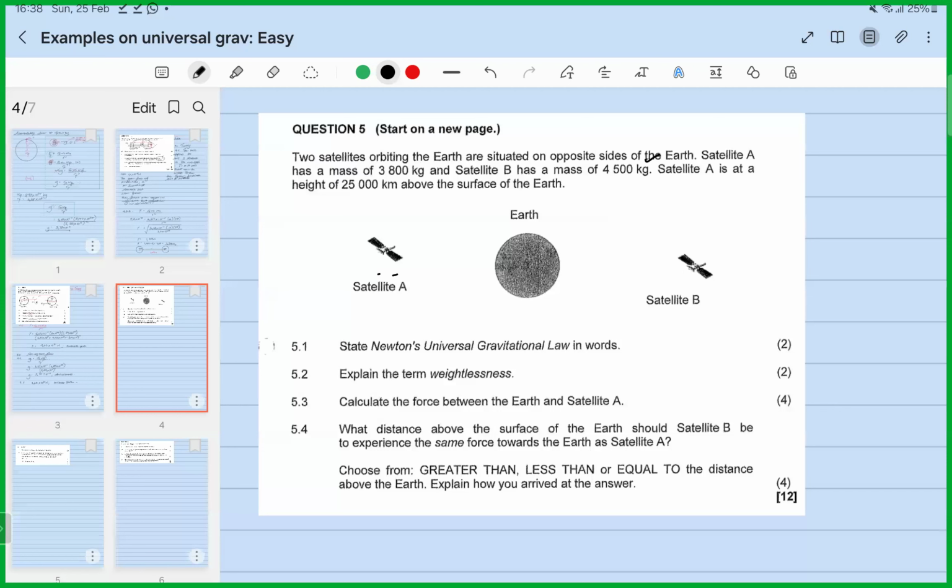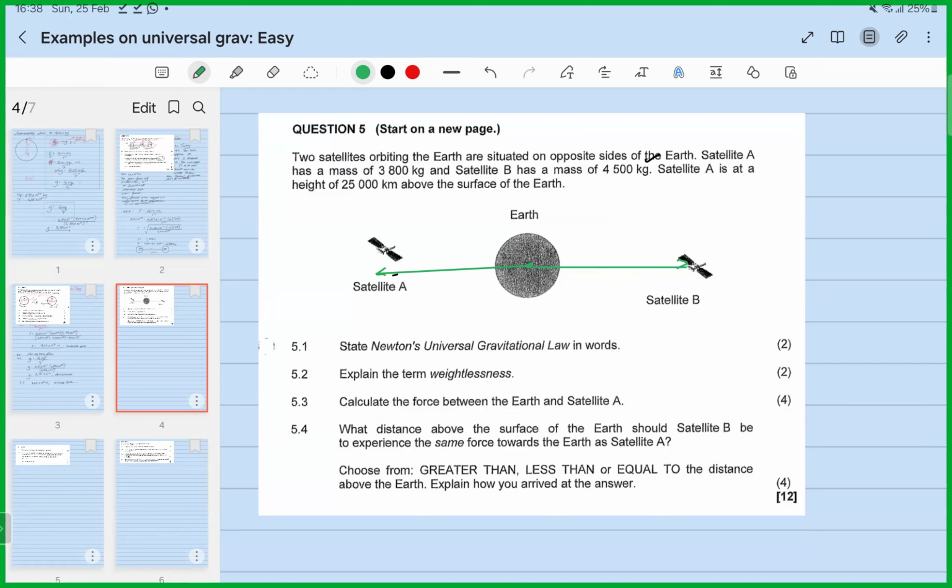The next question. Again, you are dealing with large objects here. And if you're dealing with a large object like the Earth, please don't forget that you're going to take it from the center of the Earth to satellite A, or from the center of the Earth to satellite B. Now note, I'm not talking about the center of the satellite. I don't need to know the length of the satellite.